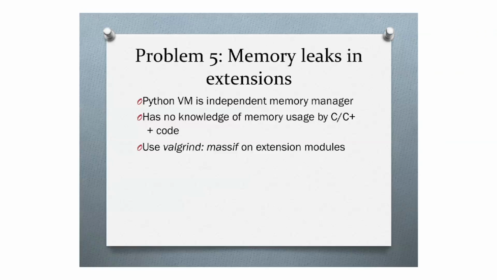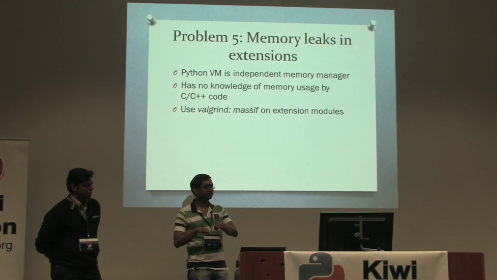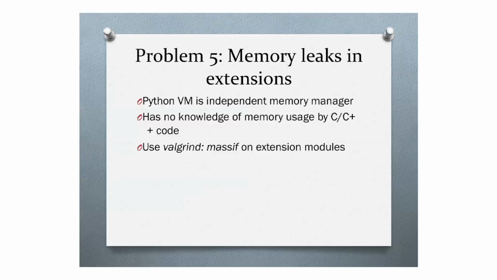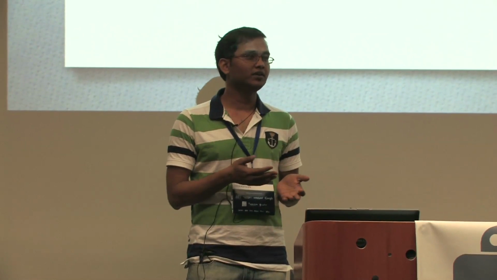Fifth problem is memory leaks in your extension. As Chetan told, the Python VM manages its own heap, and this memory is not shared with the system. So if you have extensions written in C and C++, memory problems of your extension have to be handled separately. The Python VM would have no idea how your extensions are allocating or reallocating the memory. For applications written in C, we can use Valgrind and the Massif tool to find out if they have memory leaks or not.